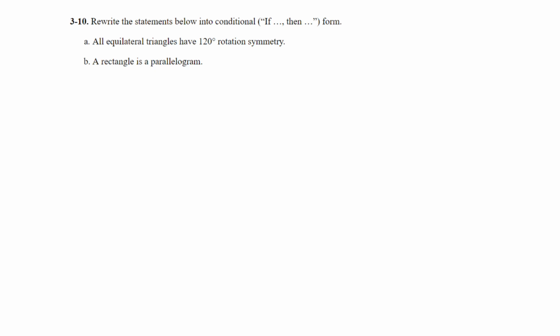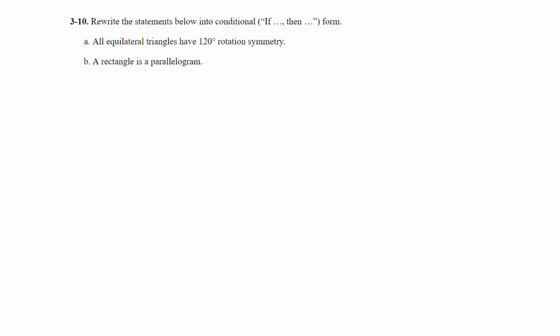Question 10. Rewrite the statements below into conditional if-then form. All equilateral triangles have a 180-degree rotation symmetry. So we can say if a shape is an equilateral triangle, then it has a 120-degree rotation symmetry. And I'll write that out in a second.